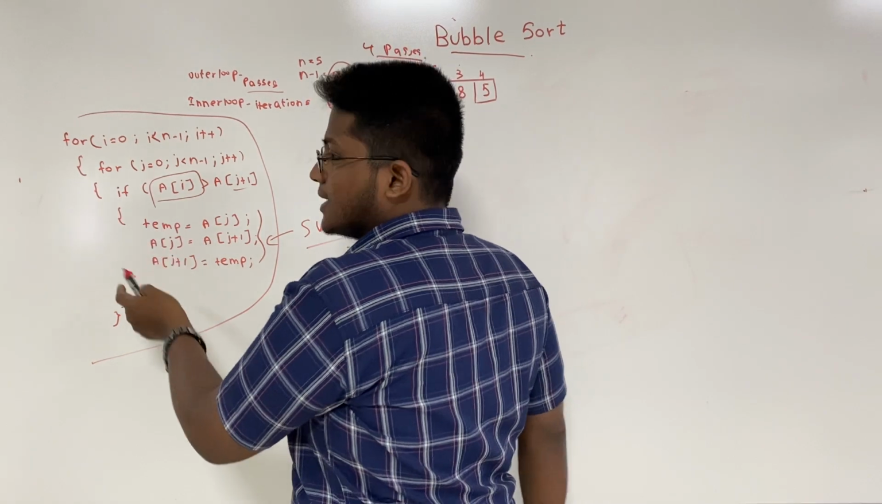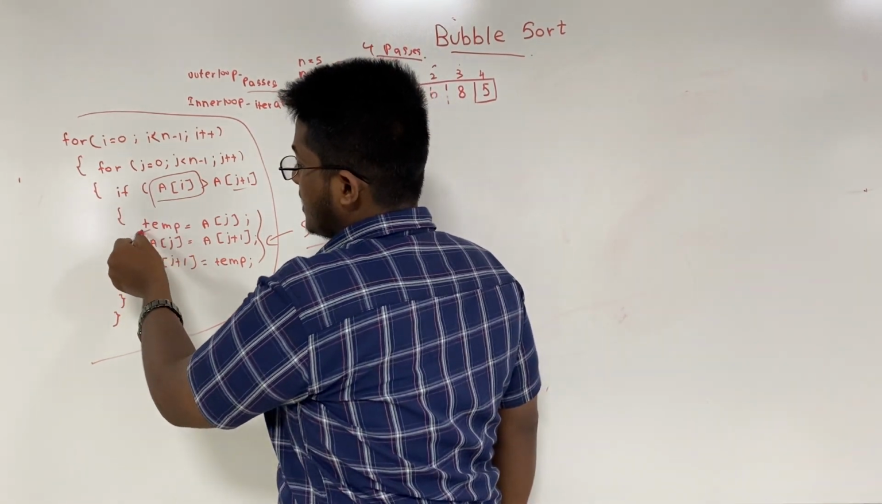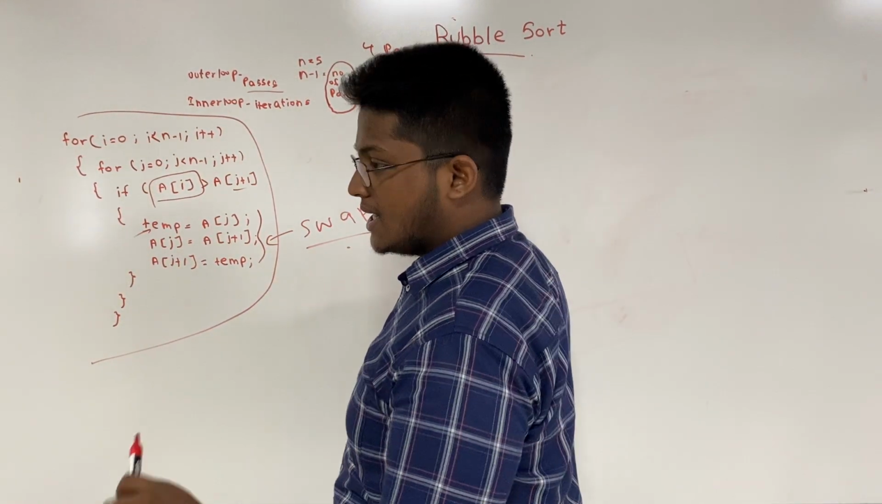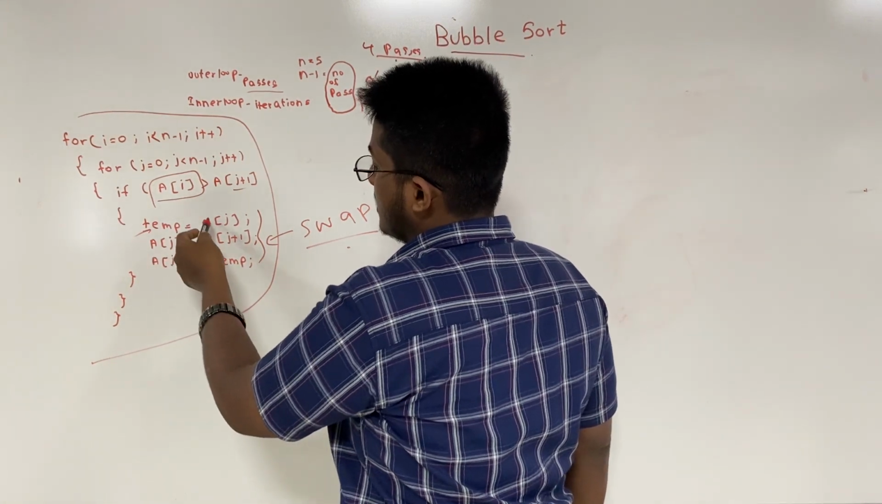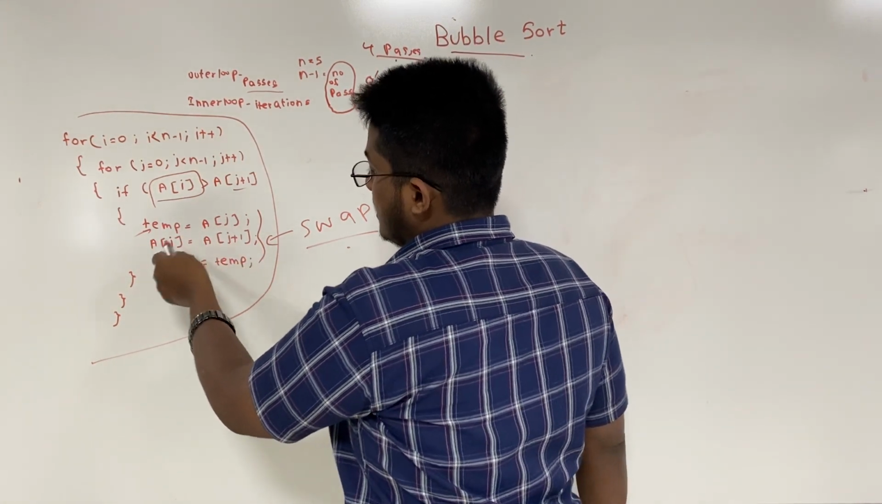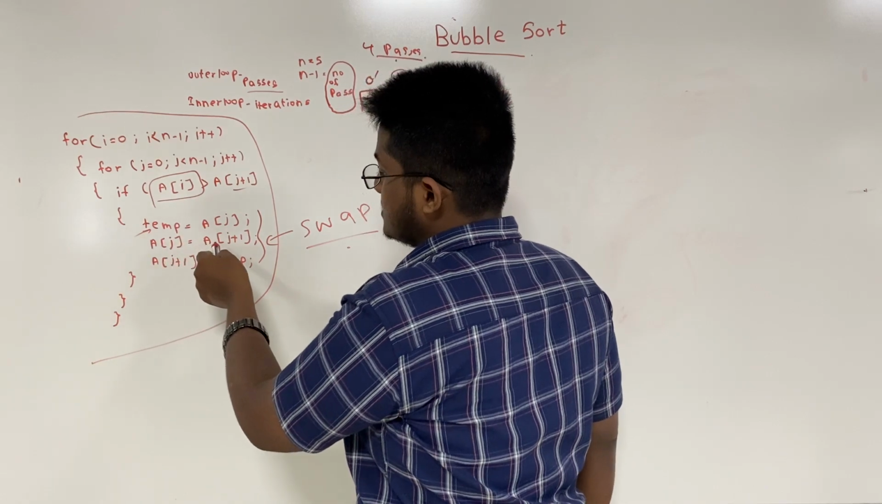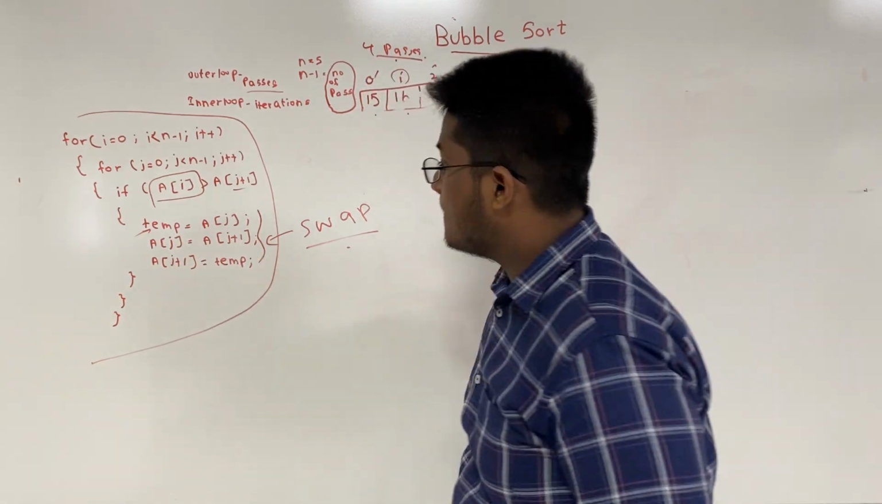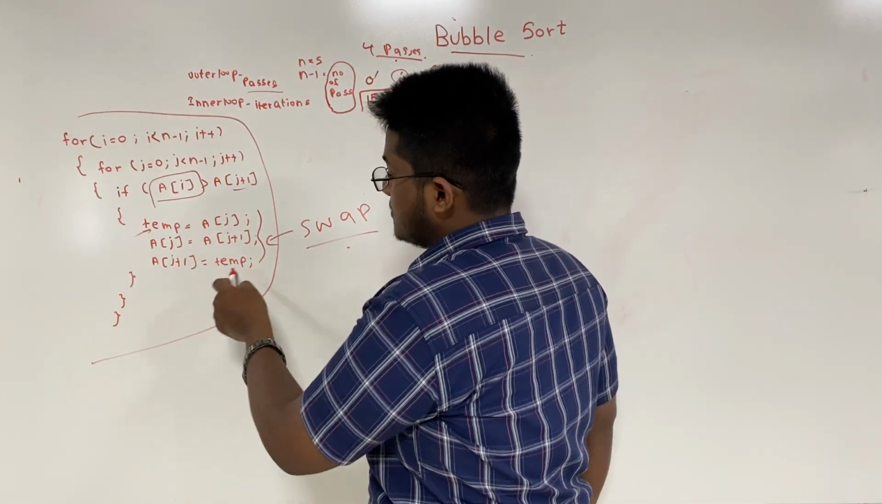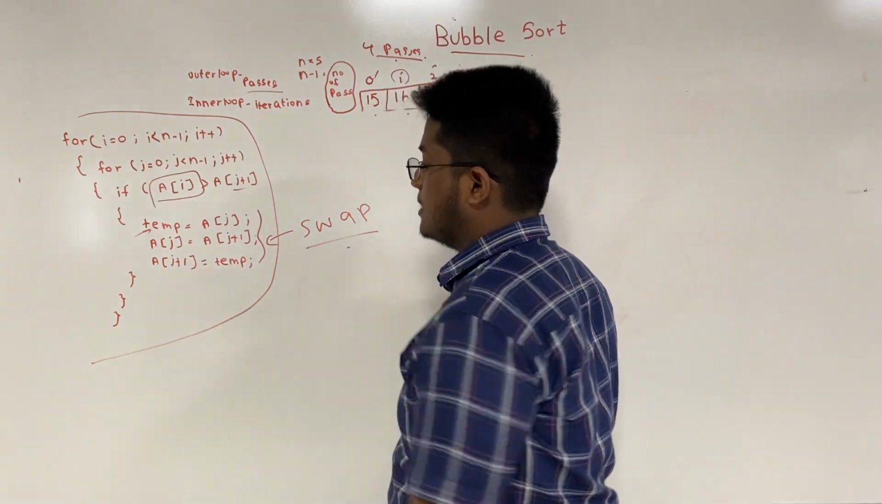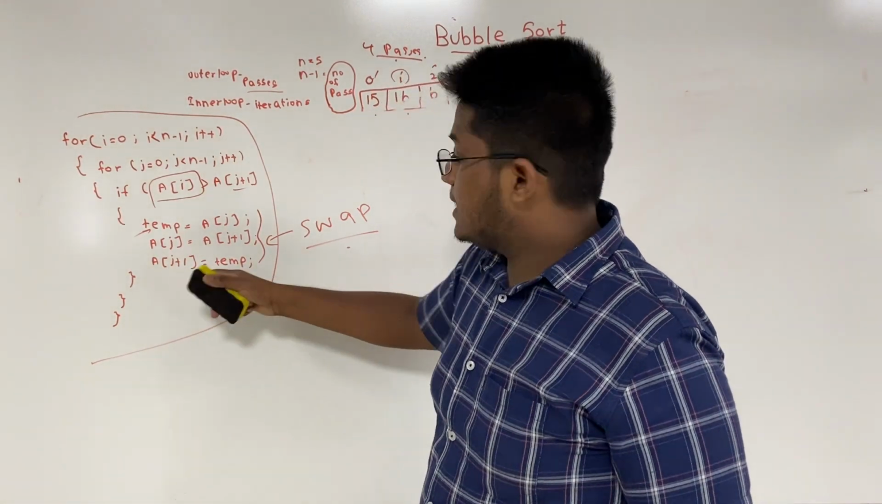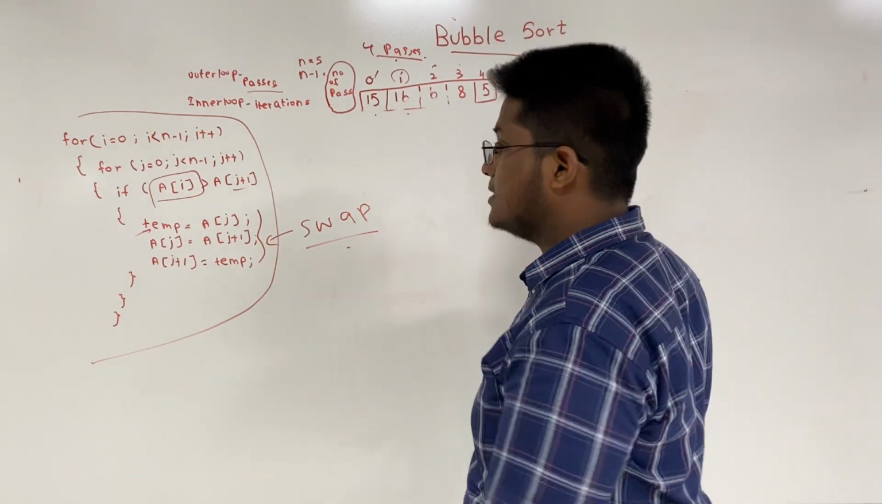Right? I have taken the variable as step. You can take any of these. This is the second process. Step is equal to A at j, and A at j is equal to A at j plus 1. And at last we are putting the new element in this step variable, right?